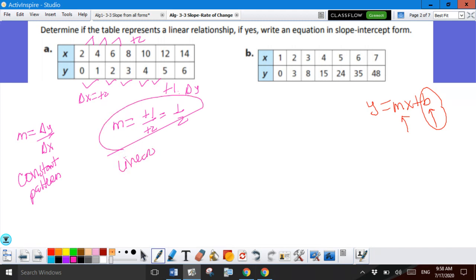Let's take a look at the next one. So this one, that's going up by 1, so we're good. How about this? 0, 3, 3 to 8. So this is plus 3, plus 5, plus 7. This is not linear. Okay, it is not consistent. That doesn't mean I can't find the next number. So plus 7, plus 9, plus 11, plus 13, plus 15. I can keep going. The pattern is there. Okay, so I can definitely fill in that spot, but it is not linear.